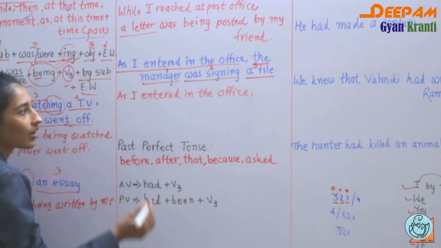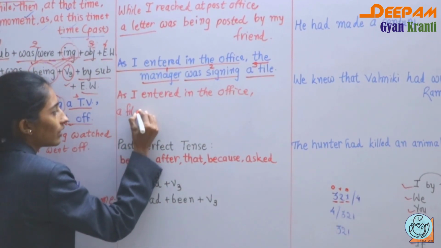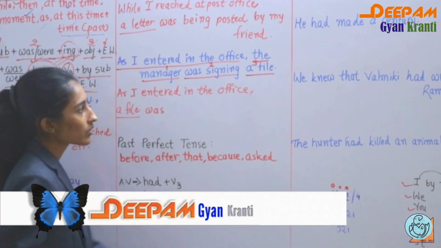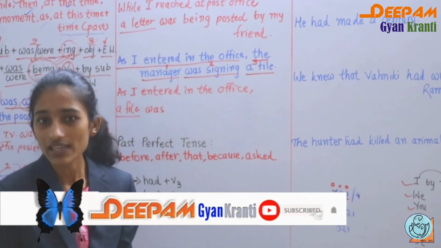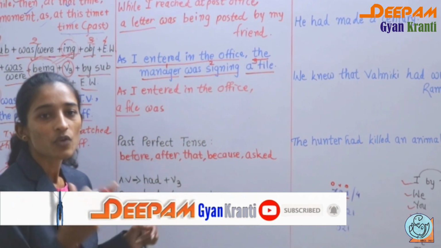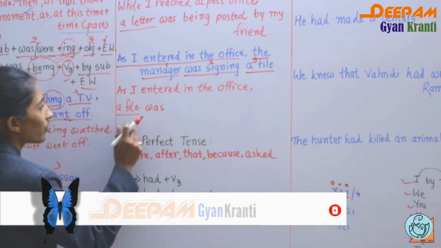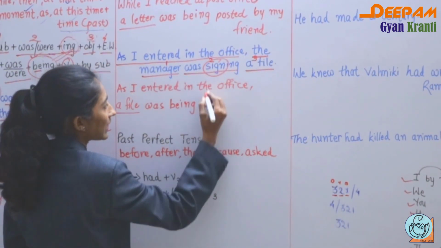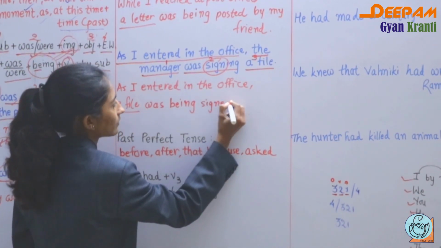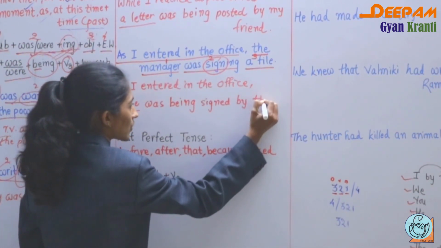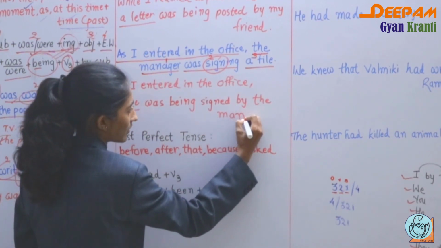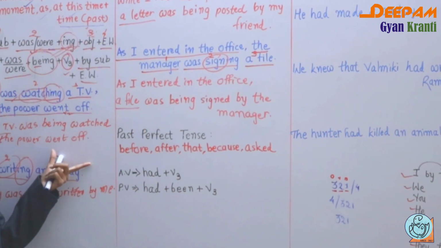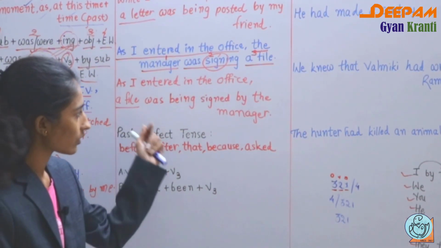Right. Now see, the third number comes first. So a file. A file is singular, so what do we have to add? Was. Suppose here instead of a file, files are given. So what is the answer? Files were signing, right? So a file was being, what is the V3 of sign? Signed, by the manager, right? So this is the answer. So this way you can change the past continuous tense into the passive voice.